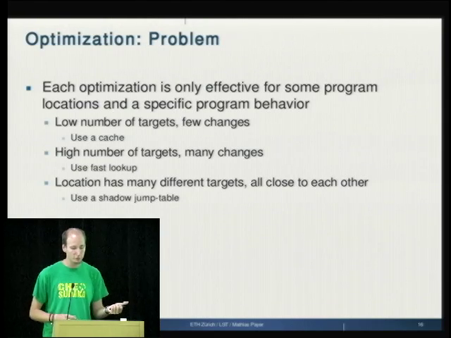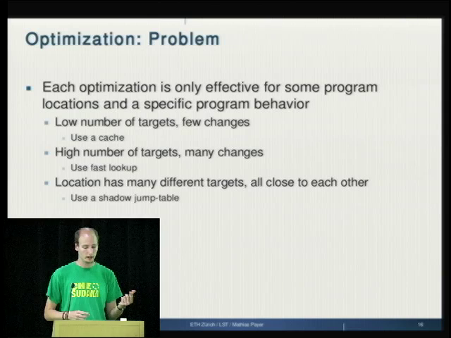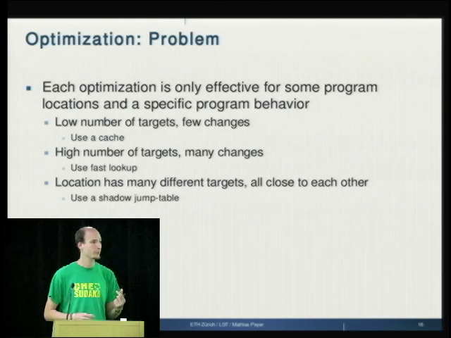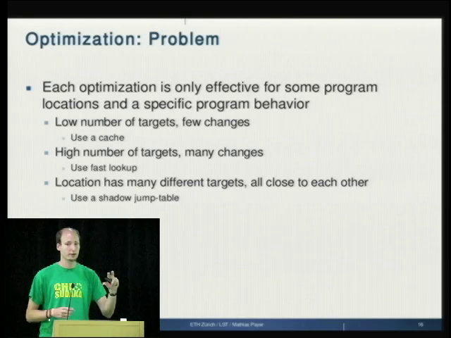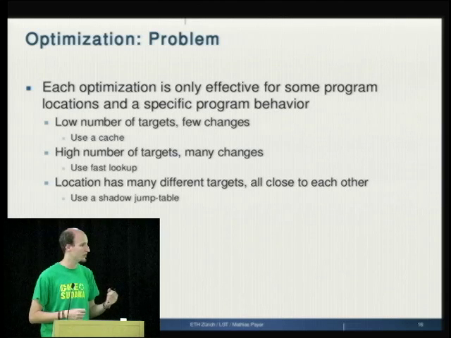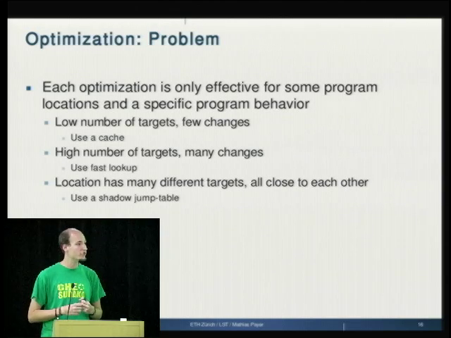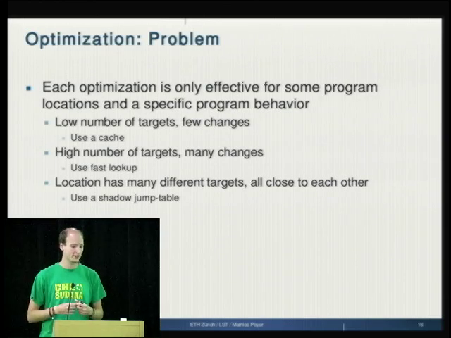If you have a low number of targets and only few changes, we use a cache. This will be pretty fast. We do the lookup the first time and can then reuse the cache all the time. If you have a high number of targets and many changes, we have to fall back to a fast lookup. That's the fastest possible to handle these cases.